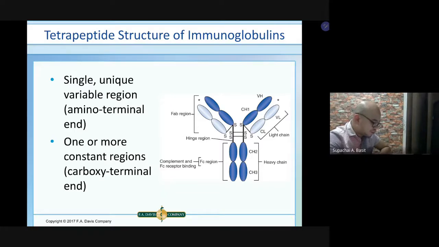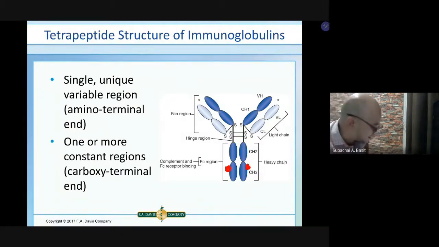So the immunoglobulin has a single unique variable region. We call it the amino terminal end. So the variable region is the amino terminal end, while the constant region is the carboxyl terminal end. So usually the carboxyl group is actually found here. The carboxyl group is found here in the constant region.